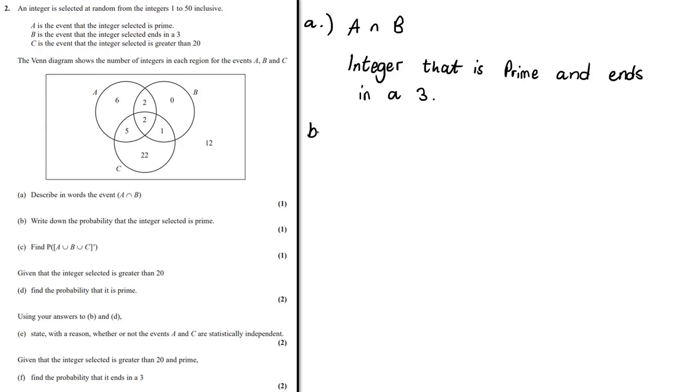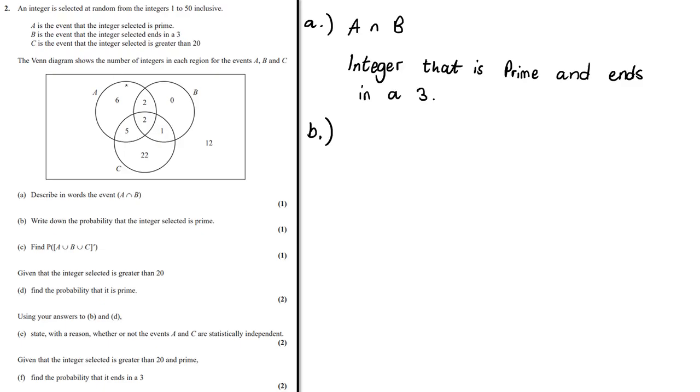For part B, we're asked to write down the probability that the integer selected is prime. So to determine this probability, we need to just take a look at the events here. So A, B, and C. And we're looking for which event is taking a look at integers that are prime. And in that case, we're looking for event A here. Okay, so A is the event that the integer selected is prime.